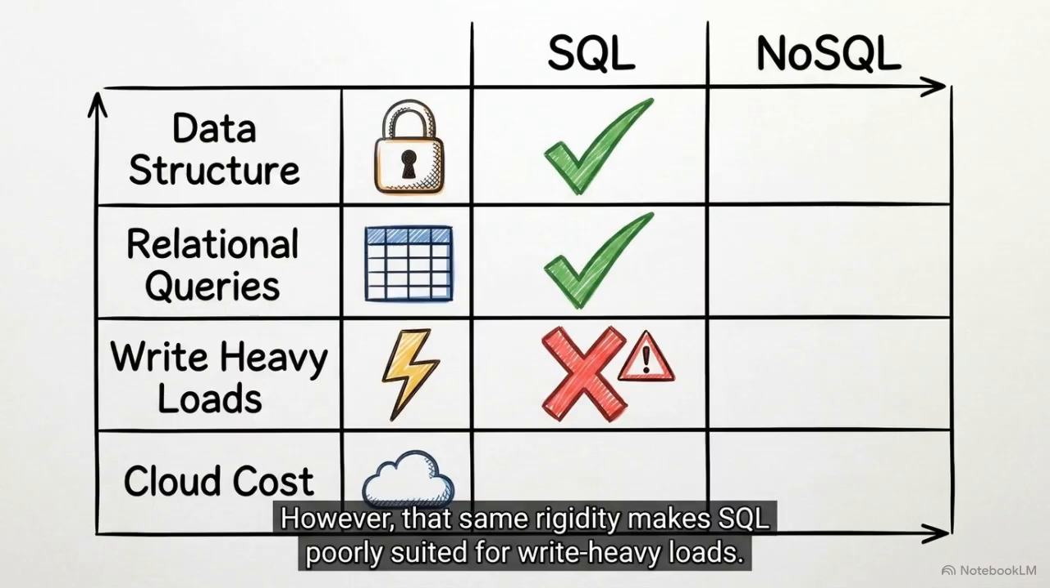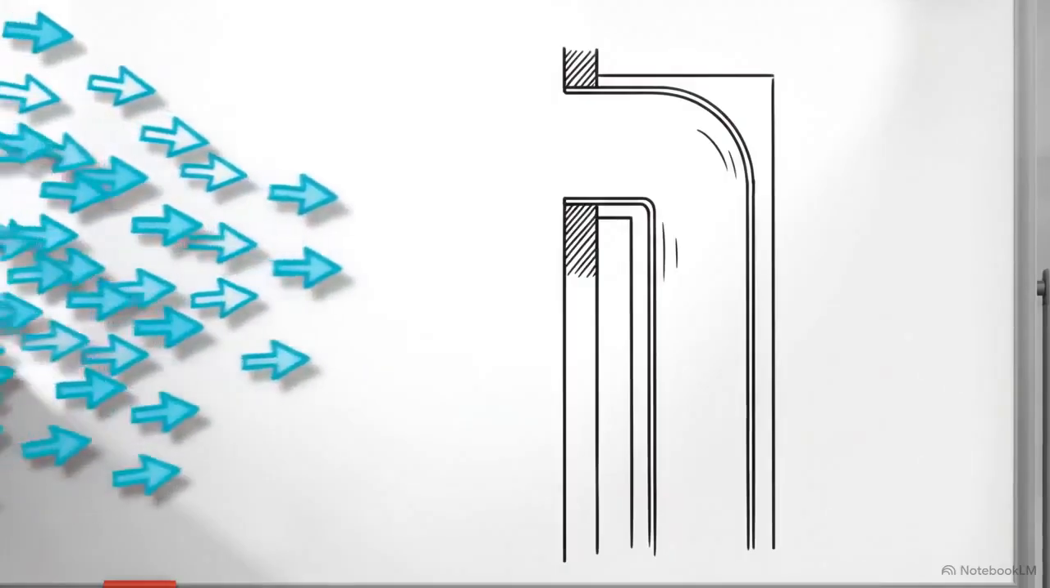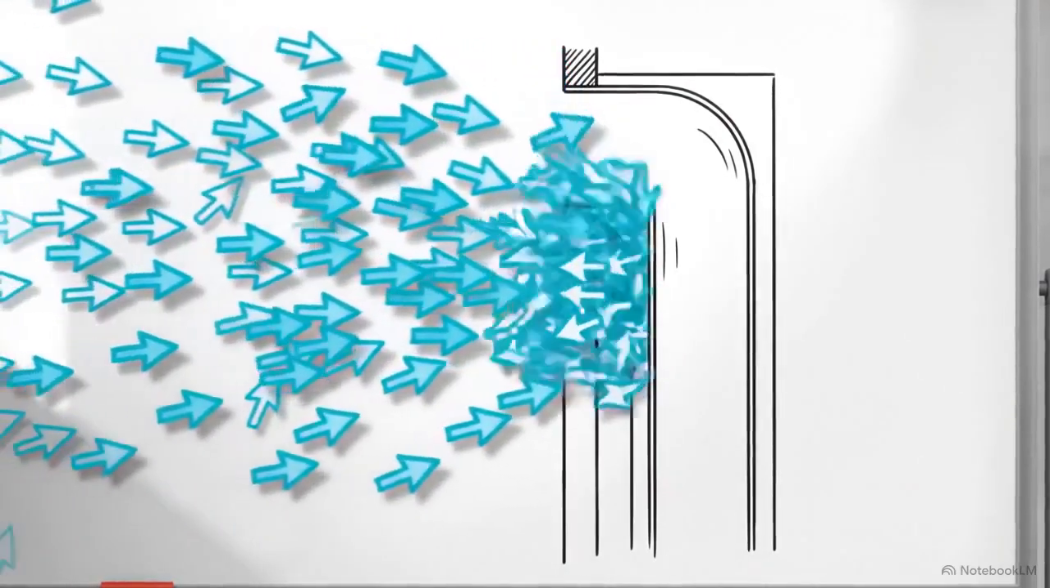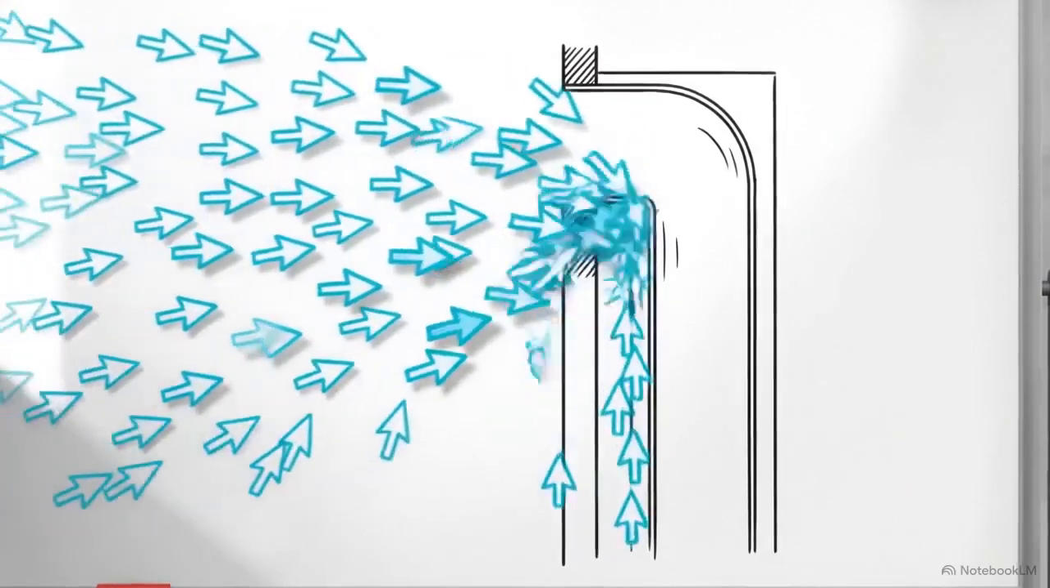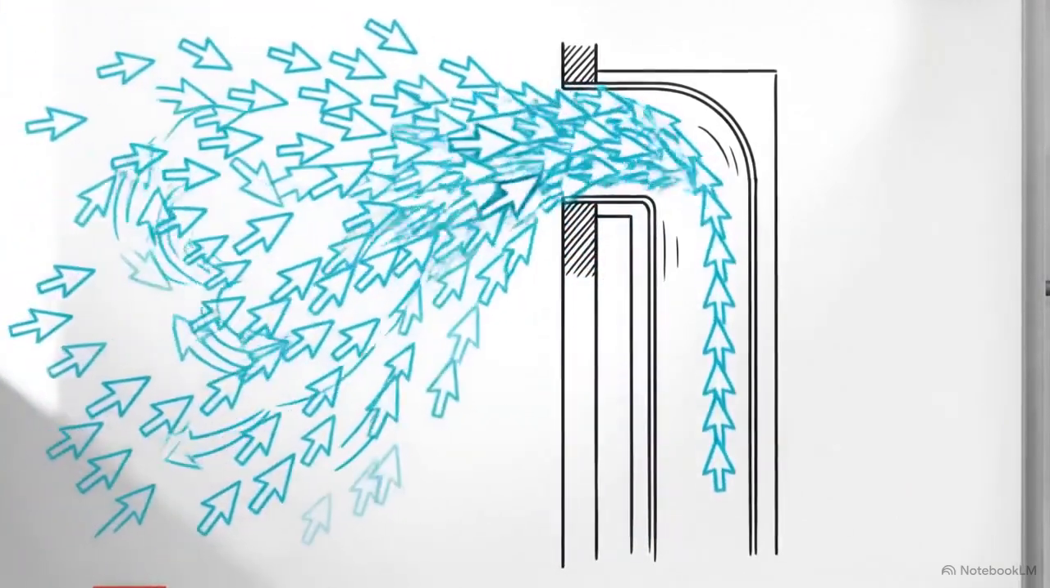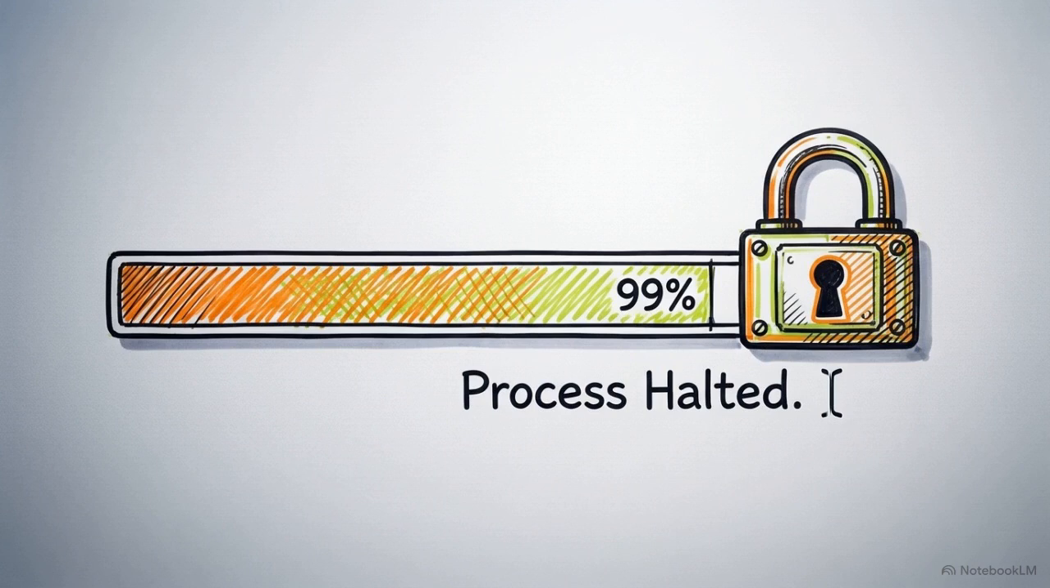This comparison table highlights the specific trade-offs we have to navigate when building for high-traffic collaboration. SQL scores highly for complex relational queries and maintaining a rigid, reliable data structure. However, that same rigidity makes SQL poorly suited for write-heavy loads, where the state of the data is changing every millisecond. If 50 users attempt to edit a single paragraph simultaneously, SQL's row-level locks force those edits into a sequential queue. Each user has to wait for the previous transaction to finish before their keystroke can be registered.